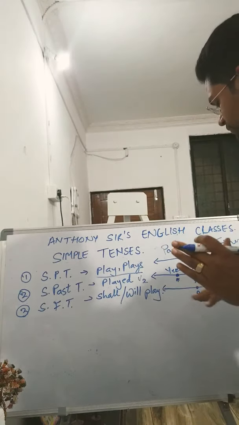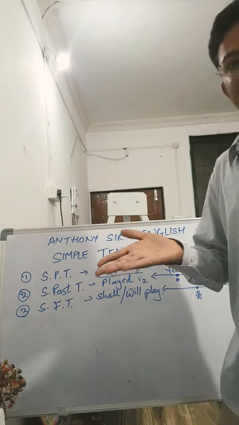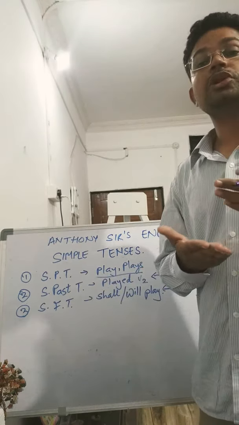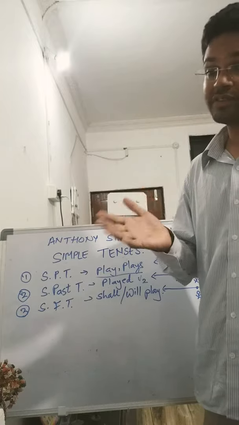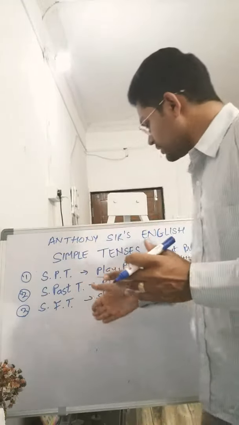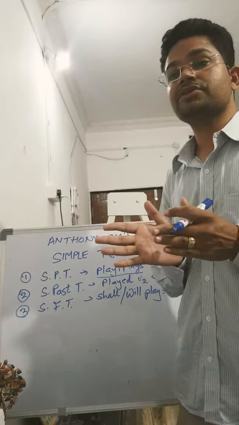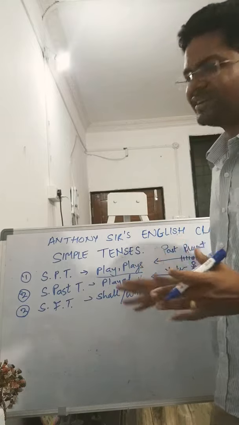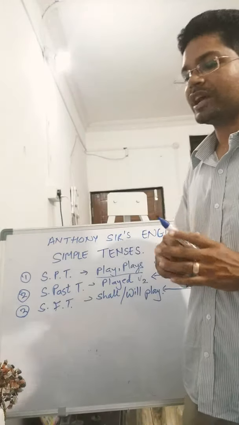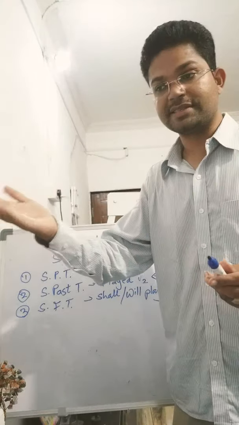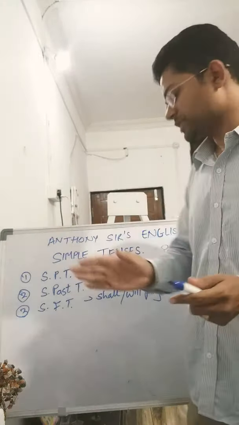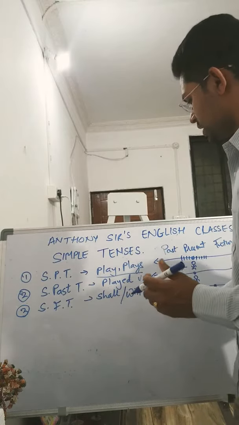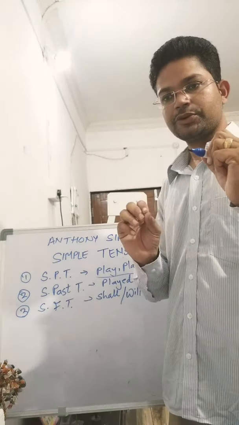So the sentence for simple future tense can be: I will play, I will cook, I shall cook. Both of them are correct. Now what is the difference between shall and will? Remember, shall gives you 100% assurance. That is why you can use shall with I and we. And will does not give you 100% assurance, because you cannot give 100% assurance for somebody else. That is why with second person and third person you can use will, but with first person you can use shall. So these are the tenses, and for practice sentences I will tell you in our next class.